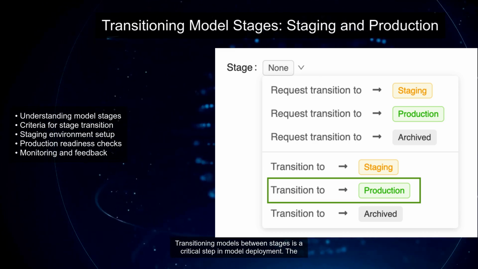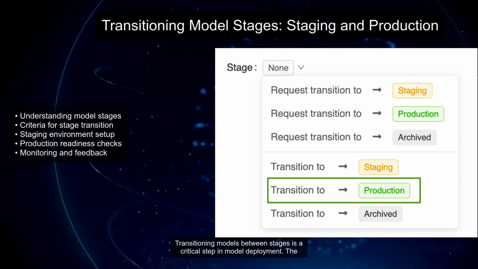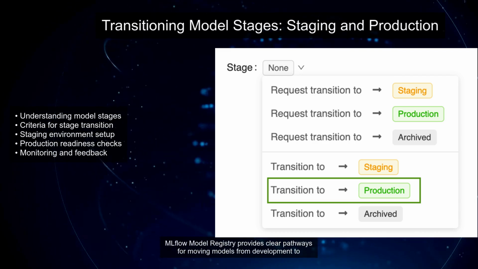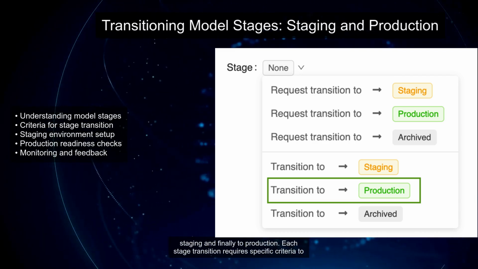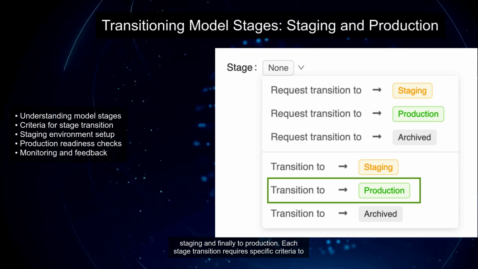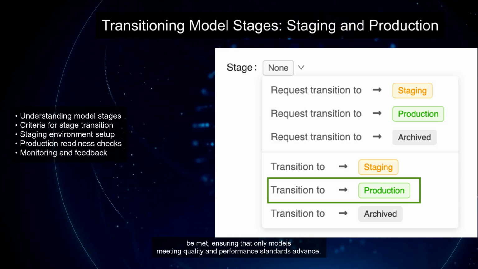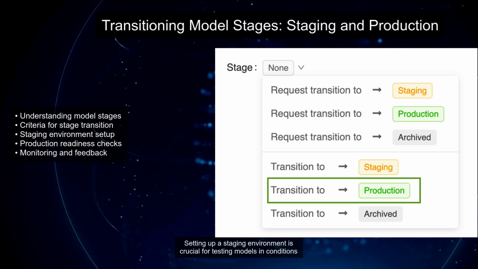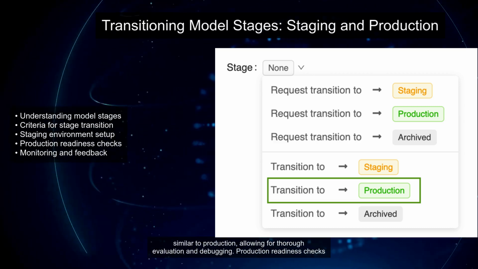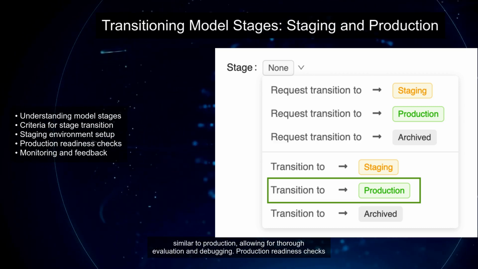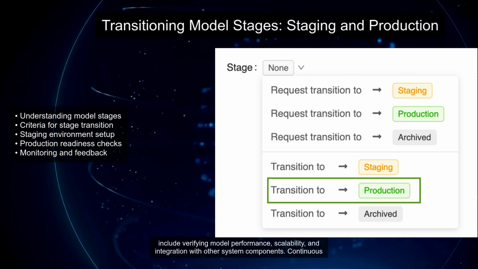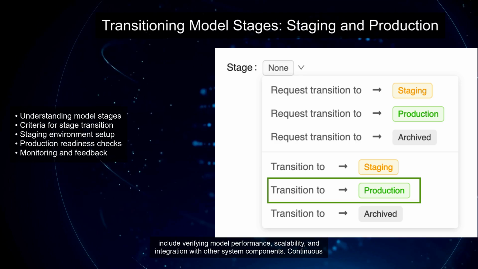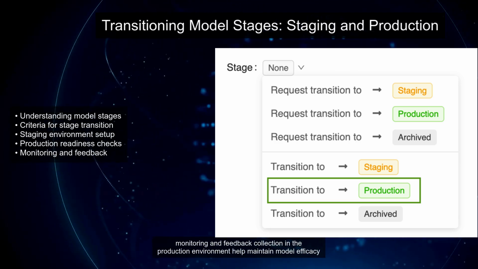Transitioning models between stages is a critical step in model deployment. The MLflow Model Registry provides clear pathways for moving models from development to staging and finally to production. Each stage transition requires specific criteria to be met, ensuring that only models meeting quality and performance standards advance. Setting up a staging environment is crucial for testing models in conditions similar to production, allowing for thorough evaluation and debugging.